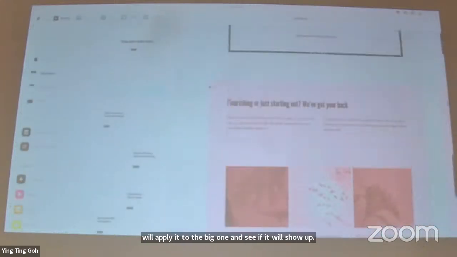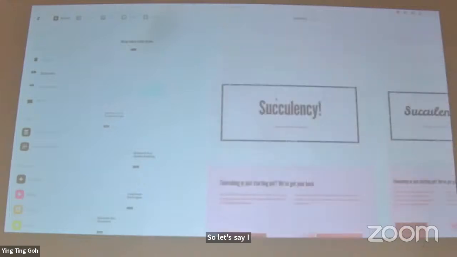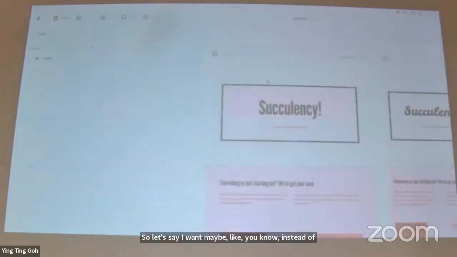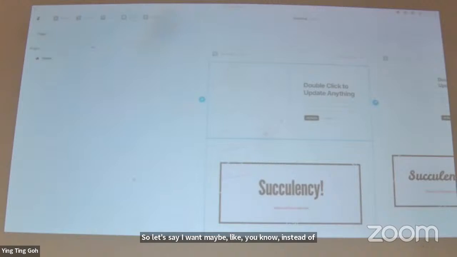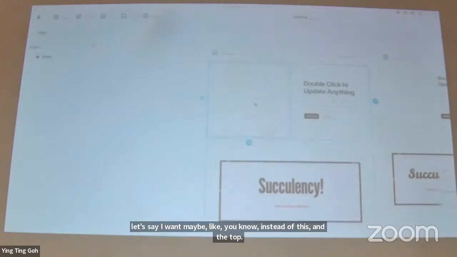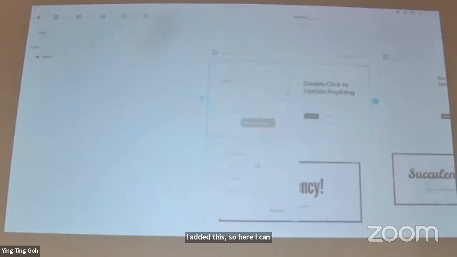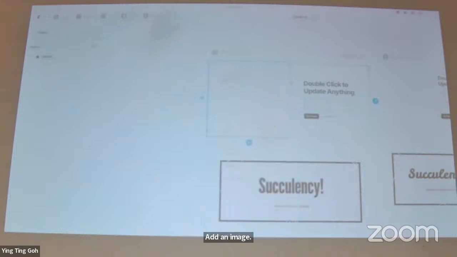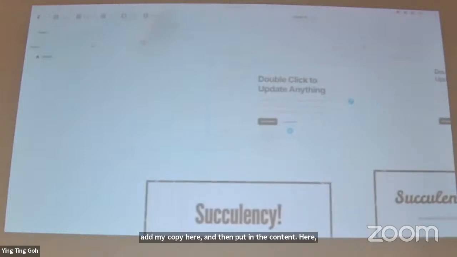So let's say instead of this at the top, I added this. Here I can just add an image, choose an image, add my copy, and then put in the content here. Remember, we wanted dual buttons. So here I can immediately add one image from the plant nursery.